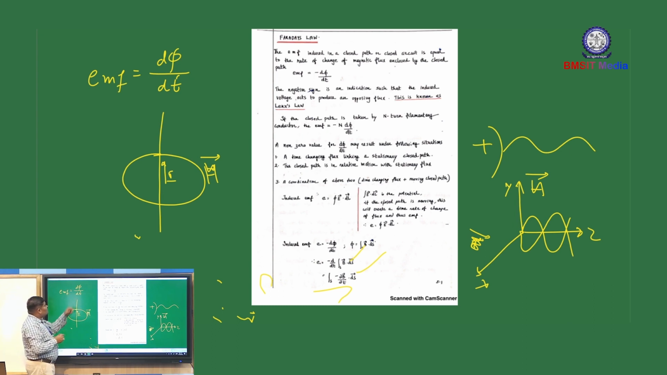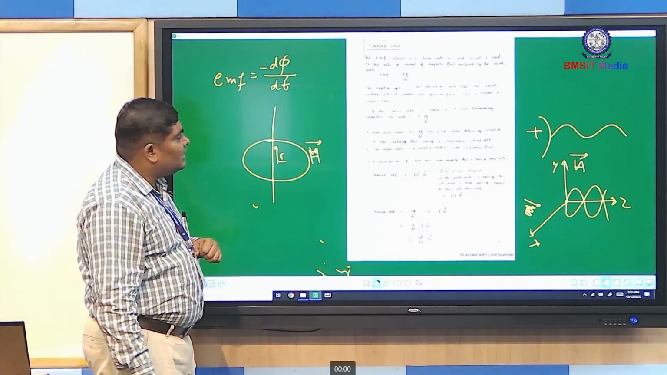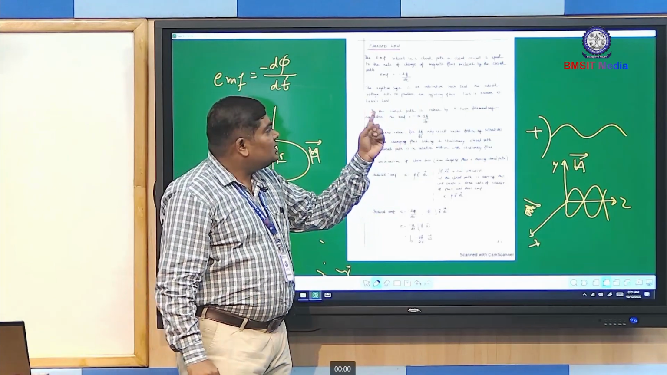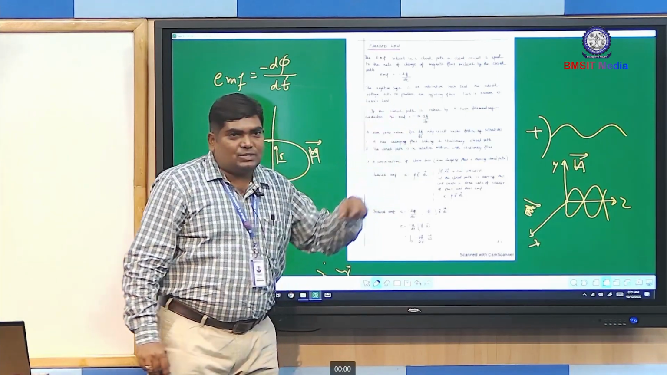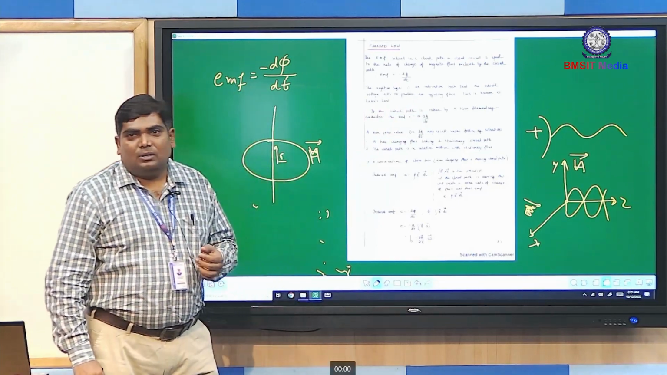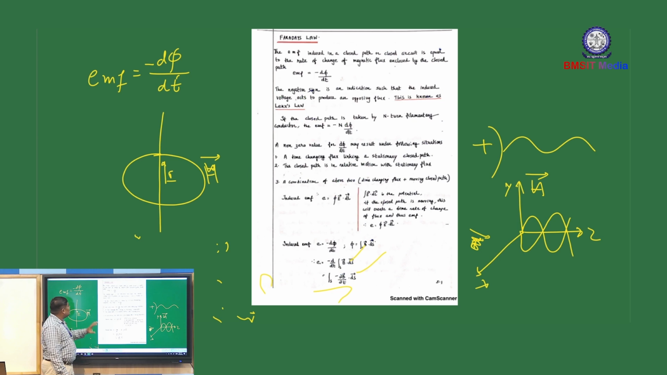If you see the equation here, it is represented with a negative sign: the rate of change of flux with respect to time, with a negative sign. What is the significance of the negative sign here? The negative sign indicates that the voltage induced acts to produce an opposing flux. The voltage induced in the circuit opposes the flux, and that opposition is given by the negative sign here.